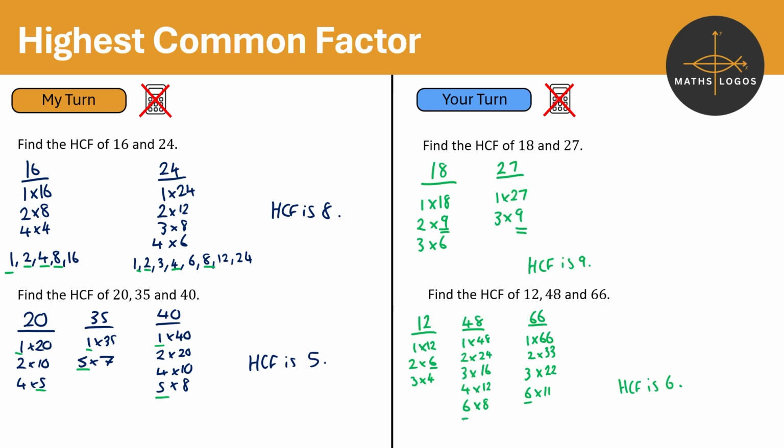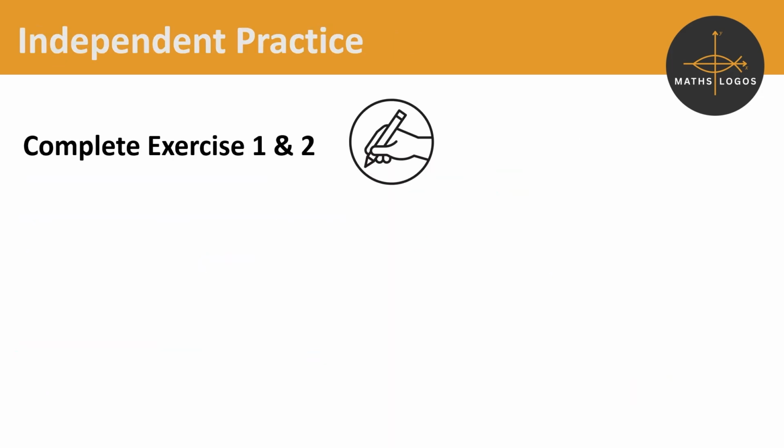Okay, here are your answers. For the first one, you should have got a highest common factor of 9. And for the second, your highest common factor was 6. If you're using our lesson booklets, now complete exercises 1 and 2.